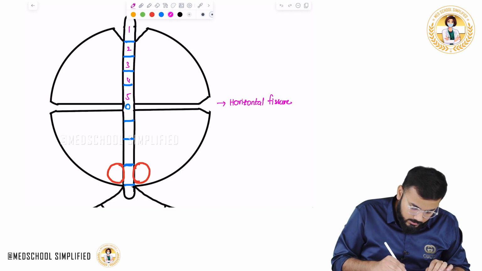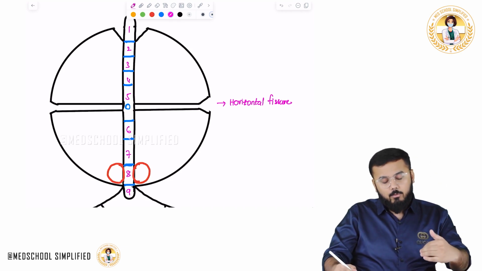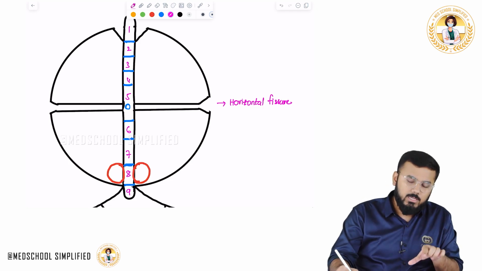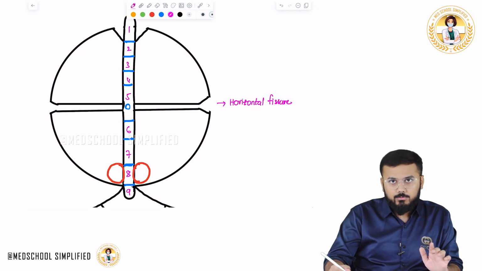So let me write it down like this: sixth, seventh, eighth, as well as the ninth. So how many lobules are present within the vermis? Vermis has got 9 lobules.